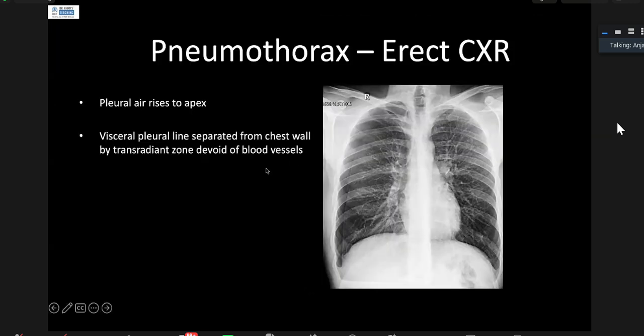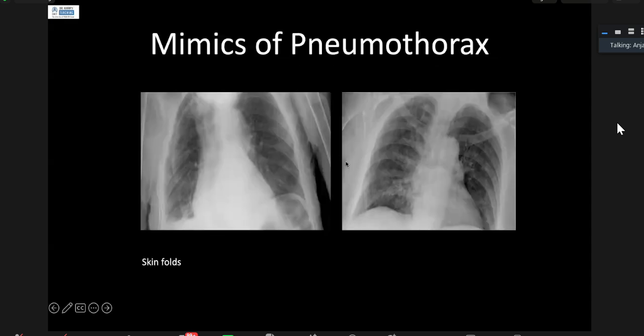So what happens is, on an erect X-ray, when the X-ray is taken in the erect posture, the pleural air rises up, isn't it? And you'll see the visceral pleural line. This is the sharp white visceral pleural line separated from the chest wall. And this zone of lucency will not have any lung markings, right?